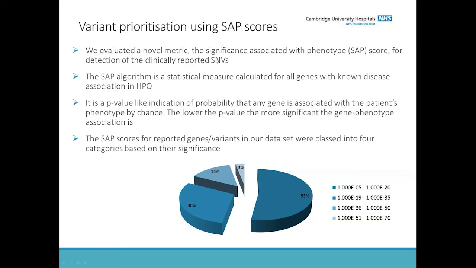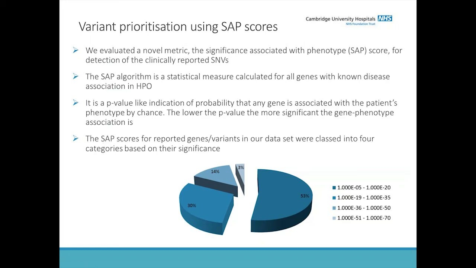So this metric is called the significant associated with phenotype, or sub score, metric. And I'll just use this definition. It's a p-value-like indication of the probability that any gene is associated with the patient's phenotype by chance, and that means that the lower or more significant the p-value is, the more significant the genotype phenotype association will be.